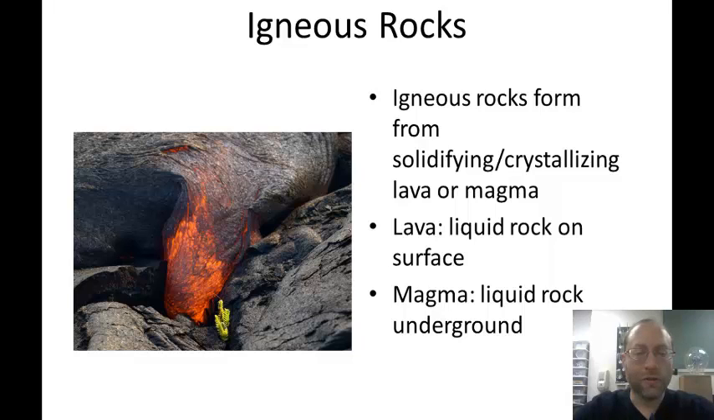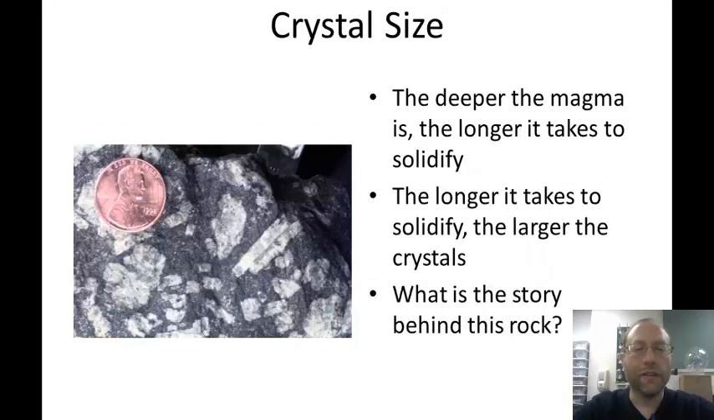So just to put these two together, lava is liquid rock on the surface. Magma is what we call lava when it's underground, liquid rock underground, and igneous rocks form from solidifying or crystallizing lava or magma. Another important thing to understand about igneous rocks is that the deeper the magma is, the longer it takes to solidify. And the longer it takes to solidify, the larger the crystals.